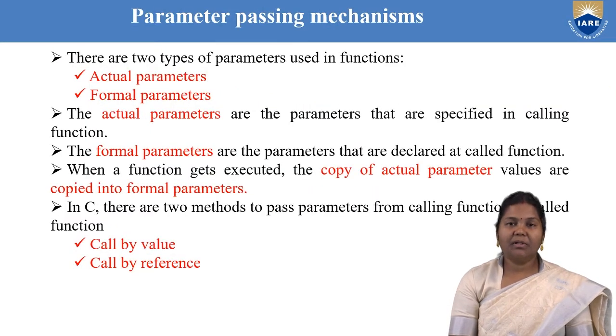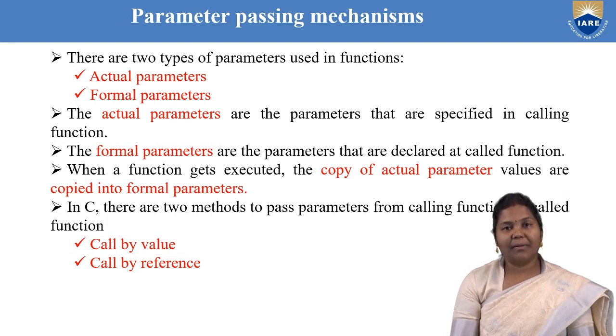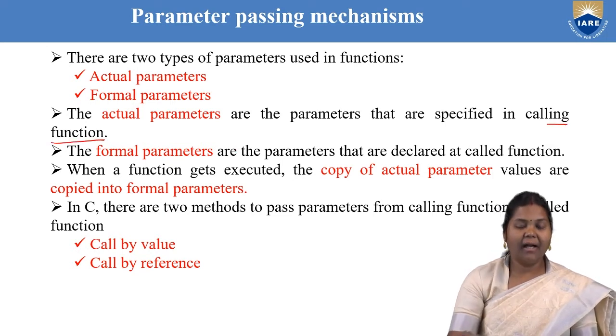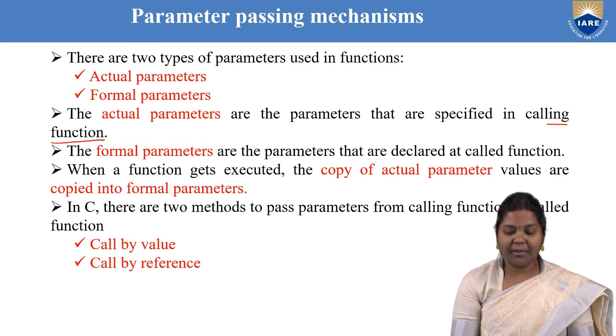Now, next we'll talk about what are the parameter passing mechanisms. There are two types of parameters actually in function. One is called actual parameters and the other is formal parameters. So what is actual parameter? Actual parameters are the parameters that are specified in the calling function. And the formal parameters are the parameters that are declared at the called function.